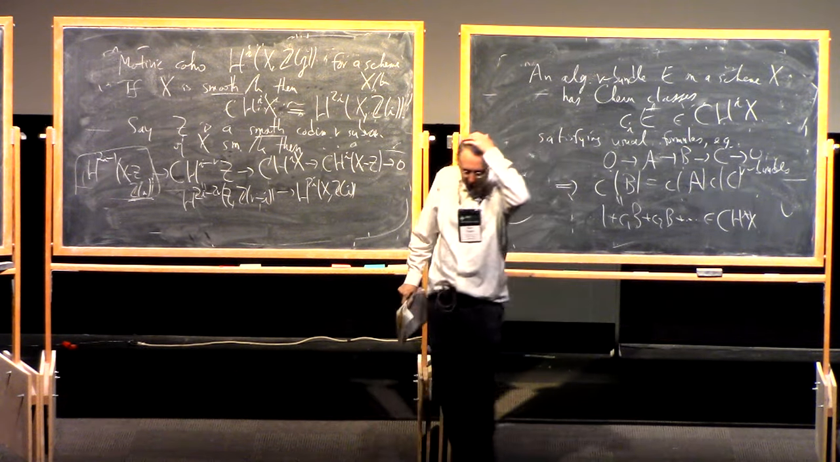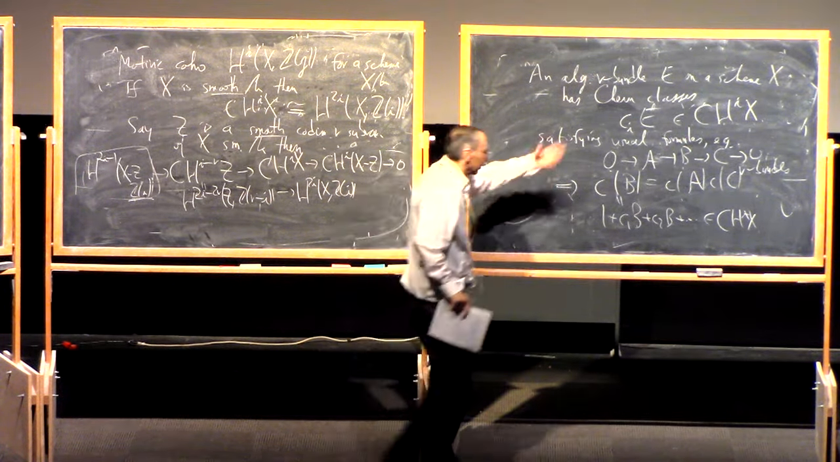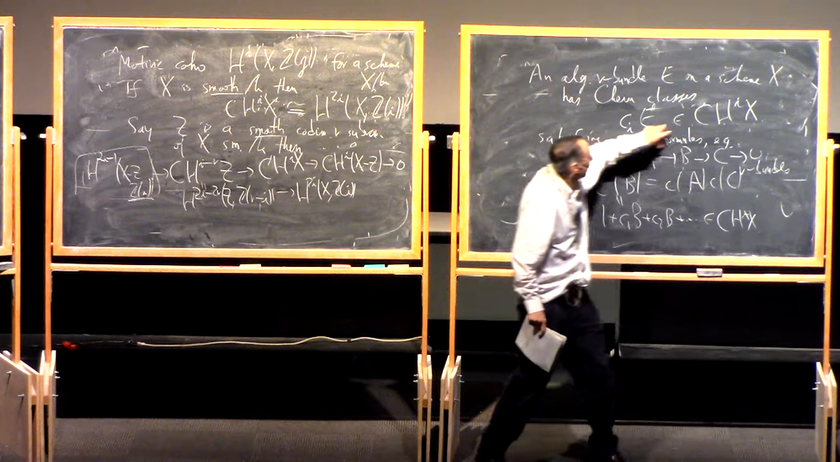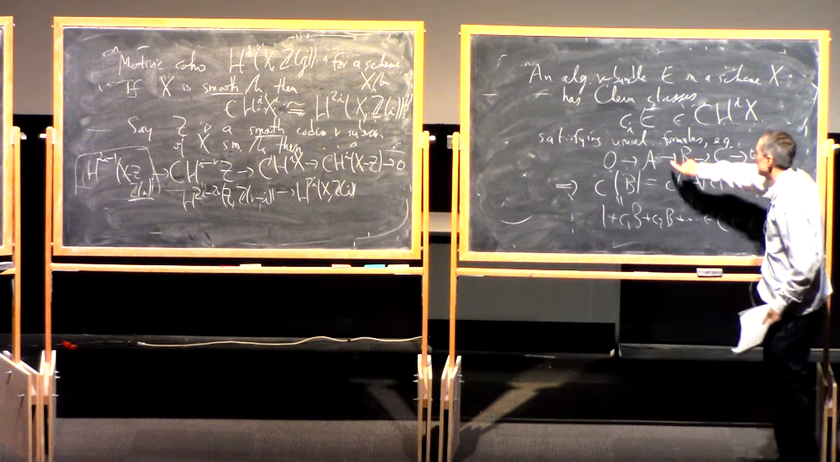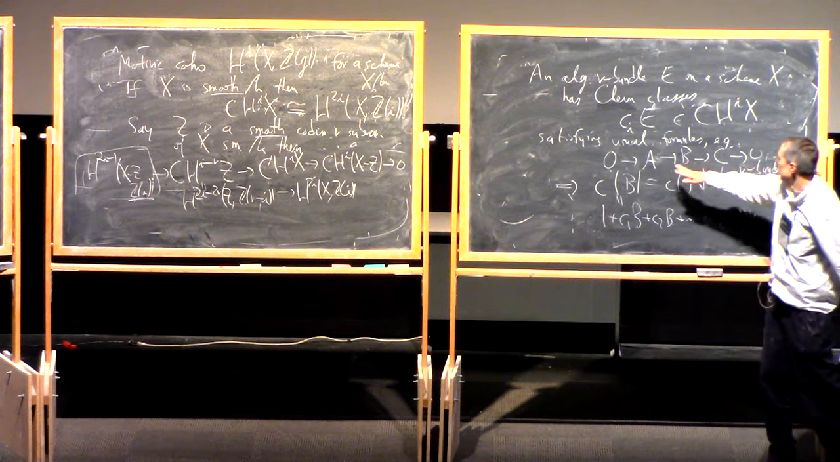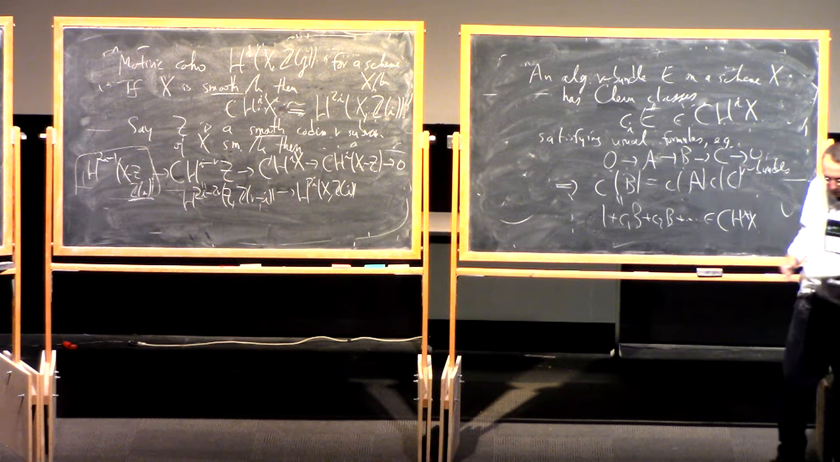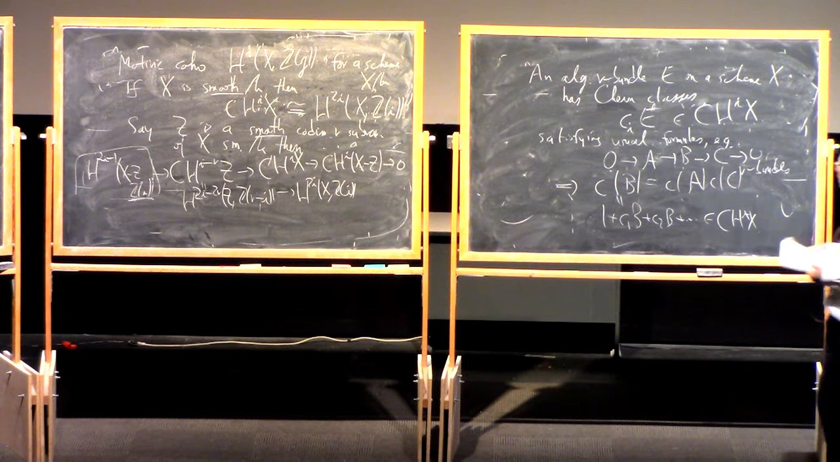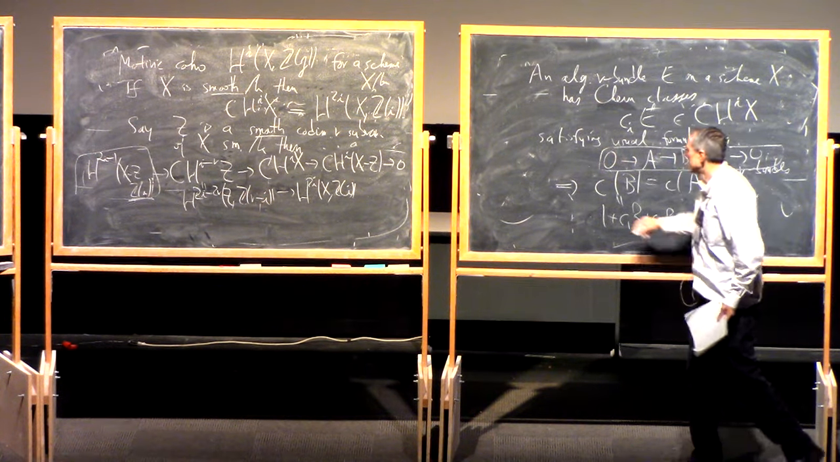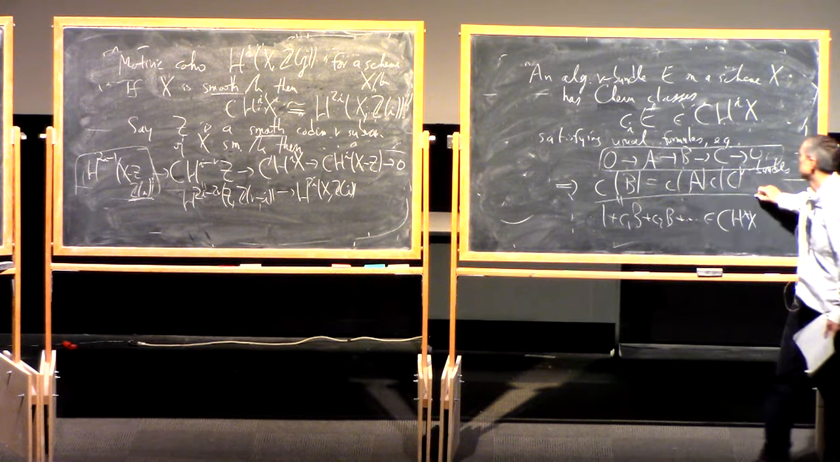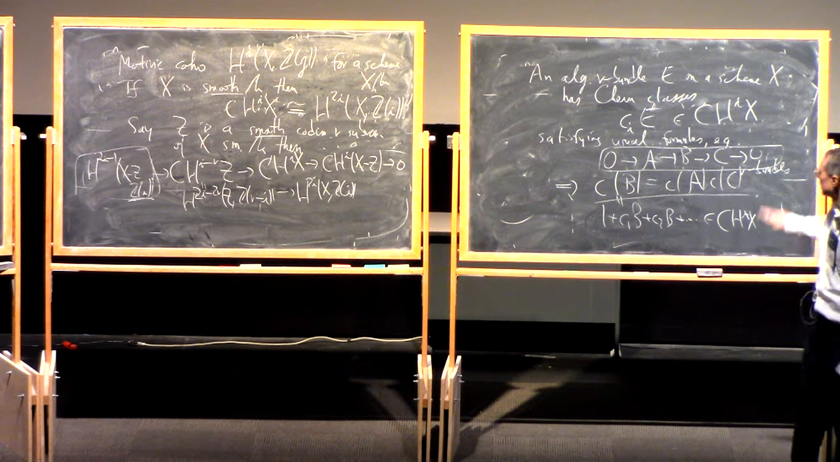I might make the point that in topology, for reasonable topological spaces, any exact sequence of vector bundles automatically splits because you can choose a Hermitian metric on B and take the orthogonal complement of A. In algebraic geometry, that's just not true. There are lots of exact sequences of vector bundles that do not split, but nonetheless, this formula still holds for any exact sequence.